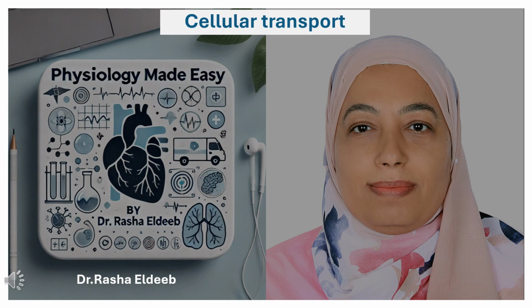So we've got simple diffusion just cruising through, facilitated diffusion with its little bus routes, and then active transport, the workhorse. What else is there in our cellular transport network? Well, there's also this really cool process called osmosis. It's all about water movement.